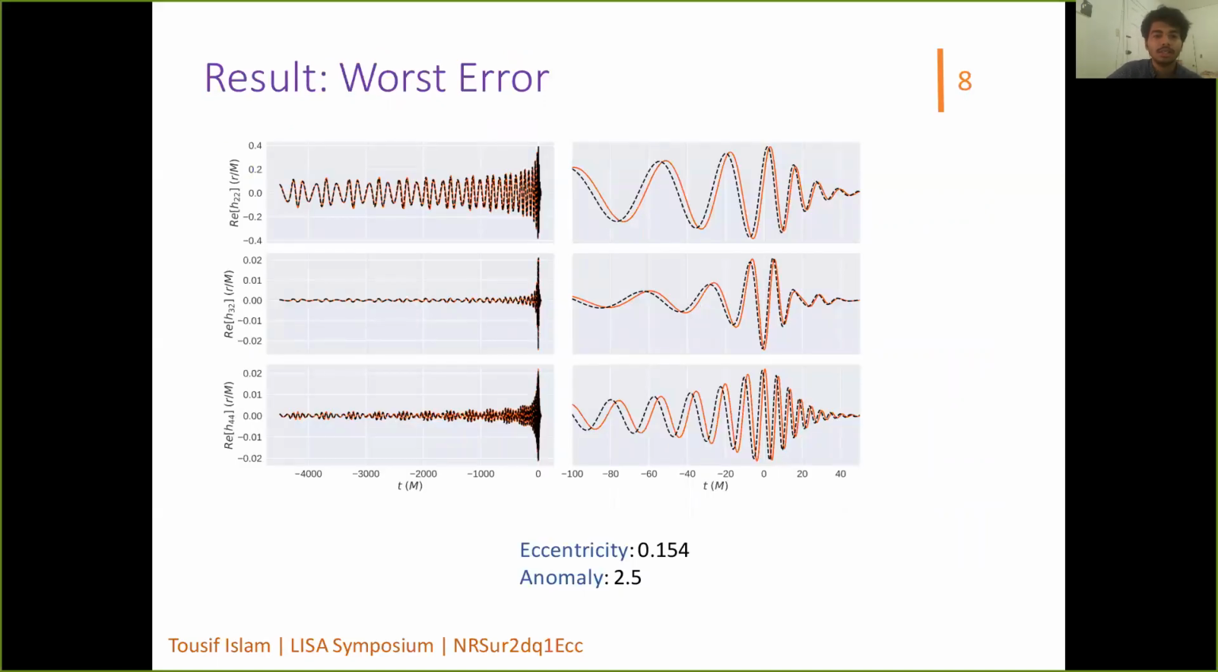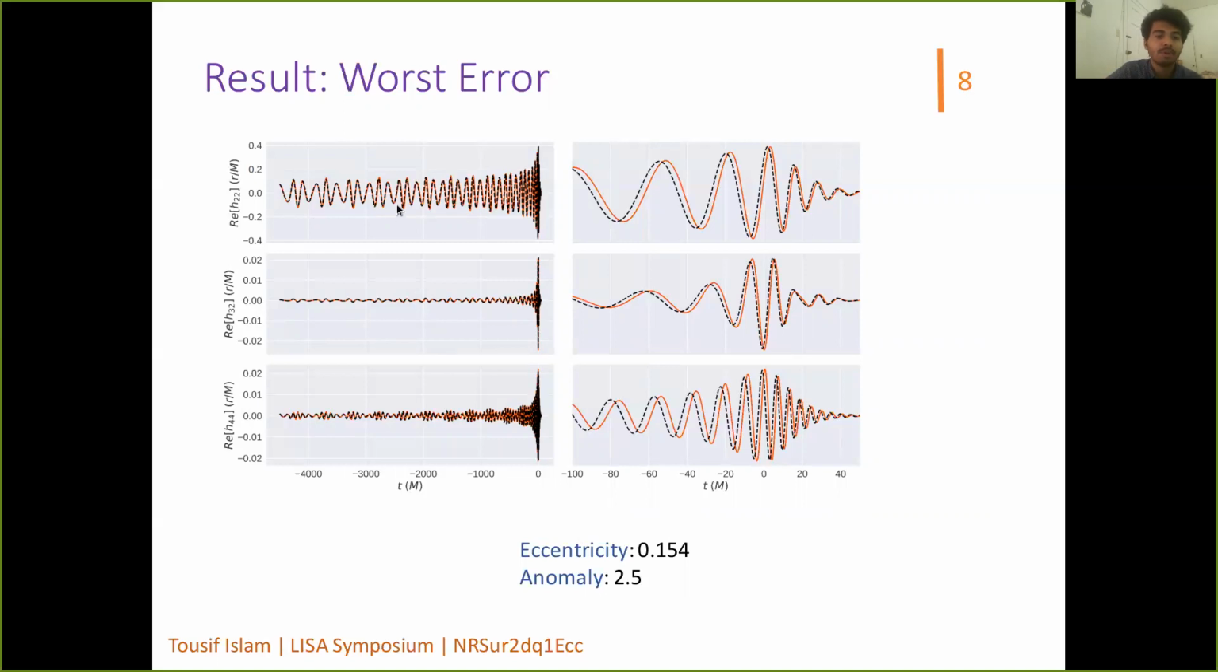Here we show the waveform model which corresponds to the worst error for our surrogate. This particular case is for eccentricity 0.154 and anomaly 2.5. Note that this value of eccentricity is near the boundary of our training range, where we do not have many waveforms to train. This is the reason why the surrogate doesn't work very well in that particular region.